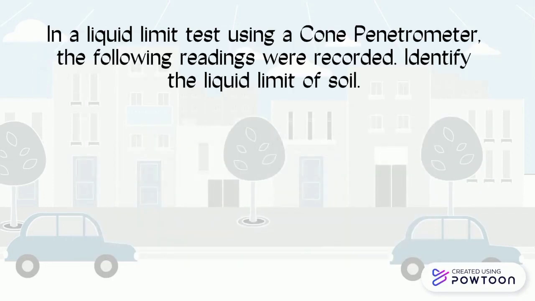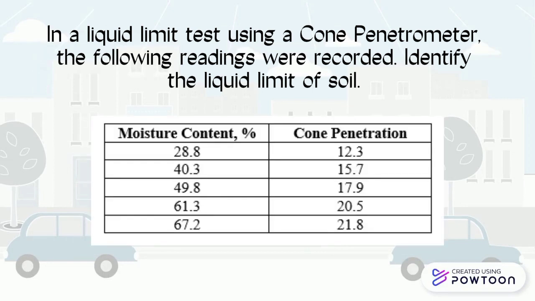In a liquid limit test using a cone penetrometer, the following readings were recorded. Identify the liquid limit of the soil. The data are as follows. Moisture contents are 28.8%, 40.3%, 49.8%, 61.3%, 67.2%. And for the corresponding cone penetration, 22.3 mm, 15.7 mm, 17.9 mm, 20.5 mm, and 21.8 mm.